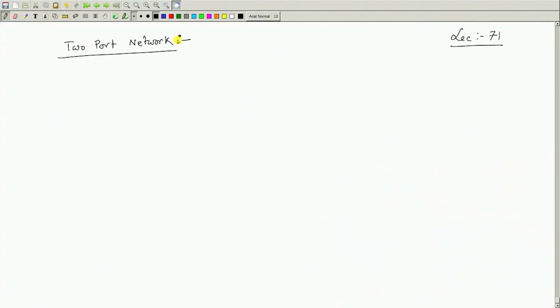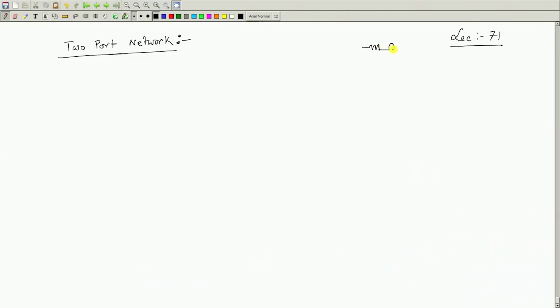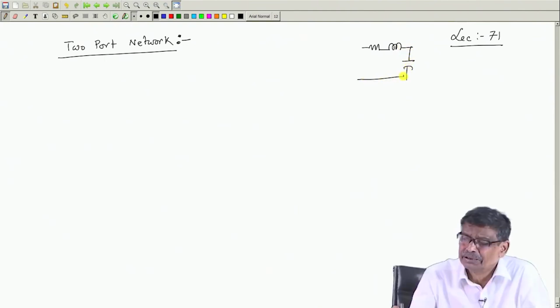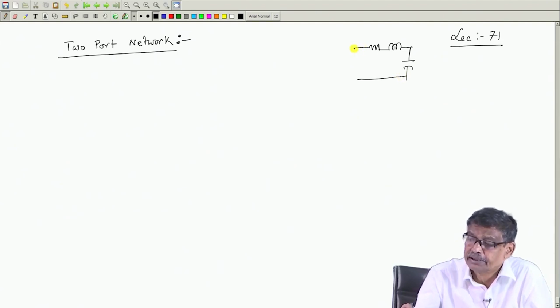So, in this lecture we will start a new topic which is called two-port network. Now, any network, for example, an RLC network, could have other combinations of impedances. I just want to give you the idea.